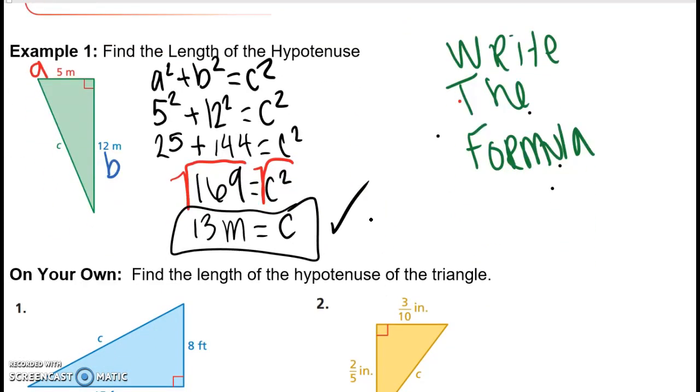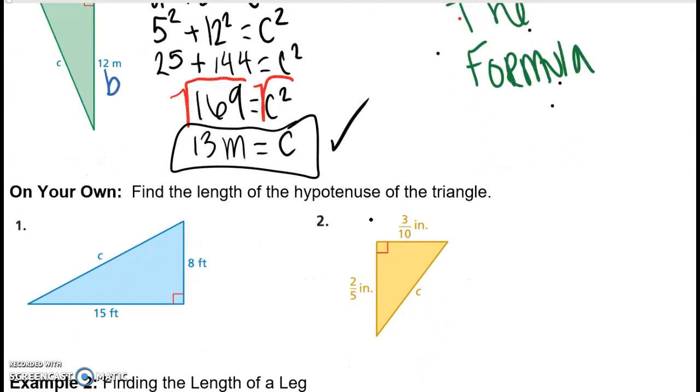So go ahead, try number 1 and 2 on your own. We will be checking those in class tomorrow.